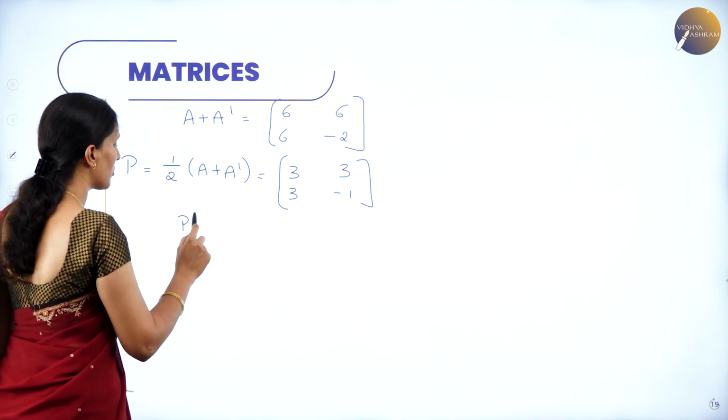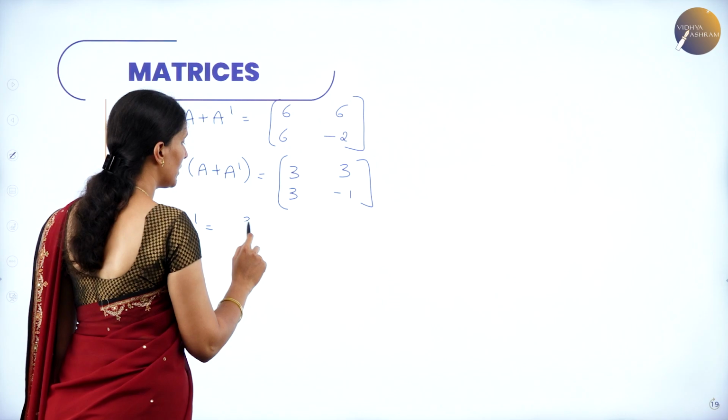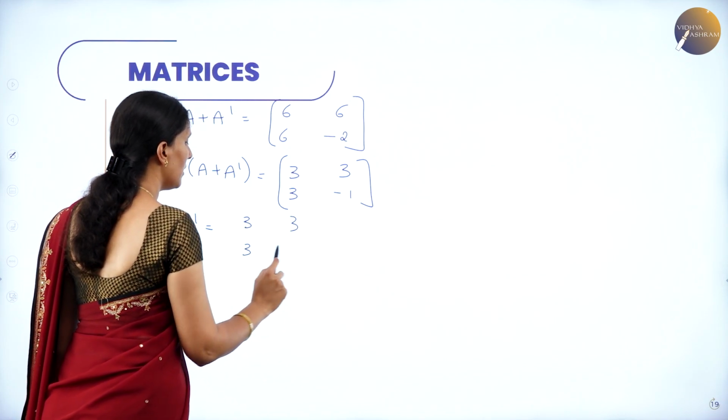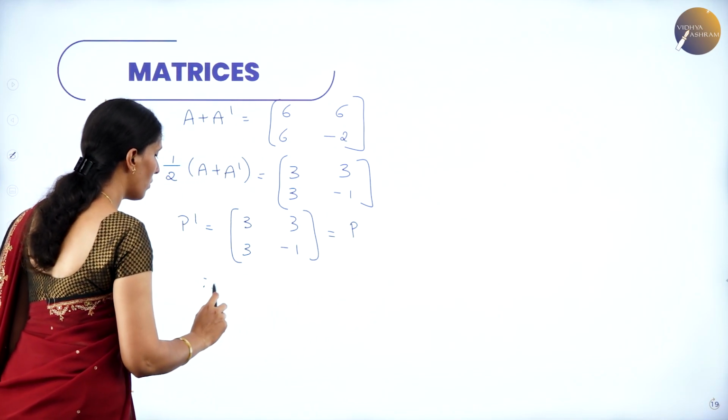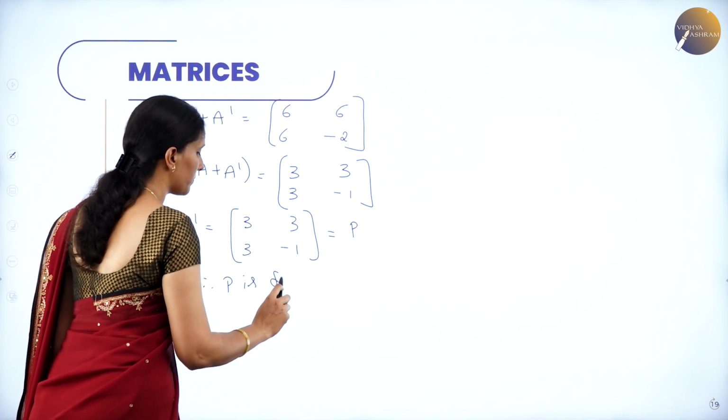So P must be a symmetric matrix. Let me take P dash. So P dash is what? 3, 3, 3, minus 1. So therefore this is P. So what we can conclude, therefore P is symmetric.